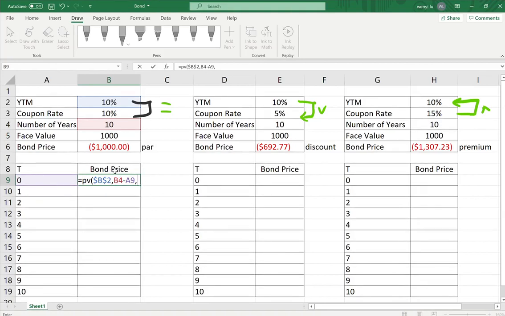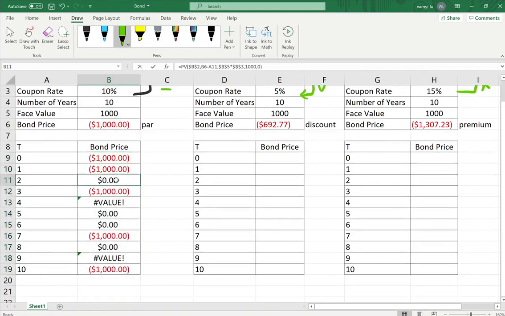The payment is the face value times the coupon rate. The future value is the face value, always equal to $1,000, and the type is 0, ordinary annuity. Then we can solve the price of the bond for all 10 years.